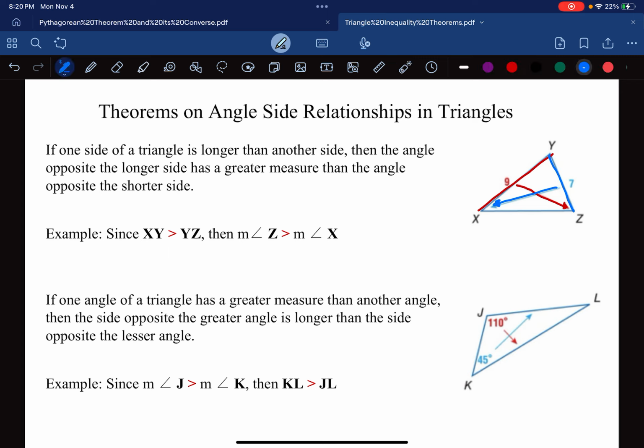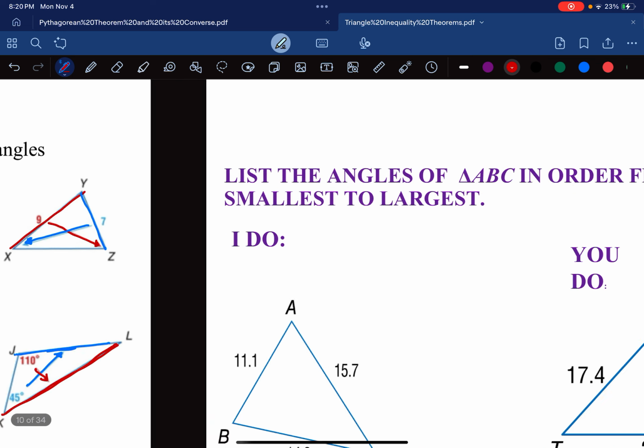Vice versa for the converse. I know this is 45. So that goes with JL. I know this is 110. So that goes with KL. What's bigger, KL or JL? Well, 110 is bigger, so therefore KL would be bigger than JL.